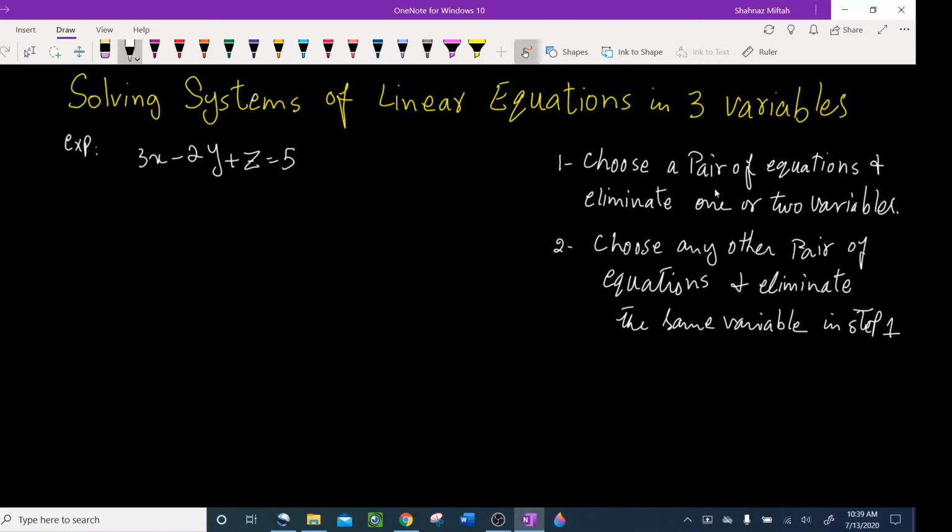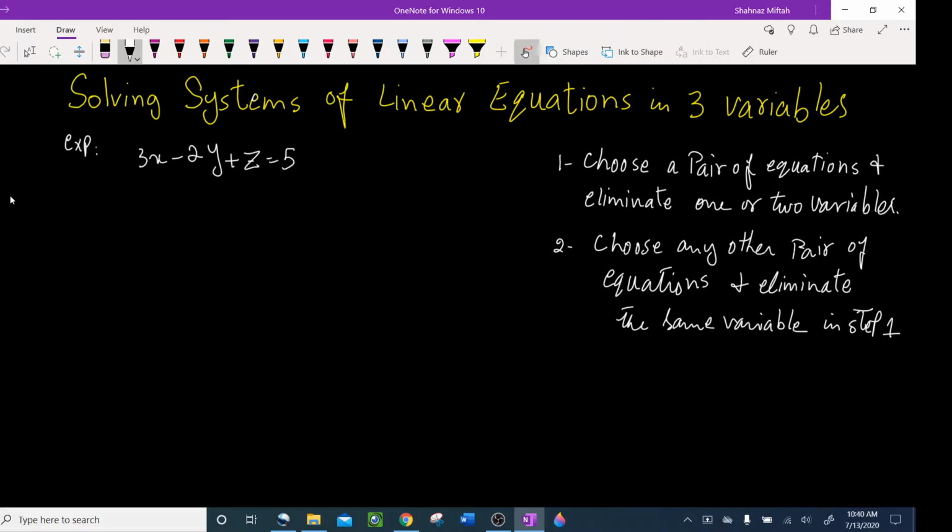Okay, like in this step, when we eliminate one or two variables, then in the second step, you take another pair of equations and eliminate the same variable. If you cannot do two variables, like if we did two variables in the first step and you can do the two variables in the second step, don't worry, just do the one you can. But it has to be the same variable. So when I give you examples, it will make more sense.